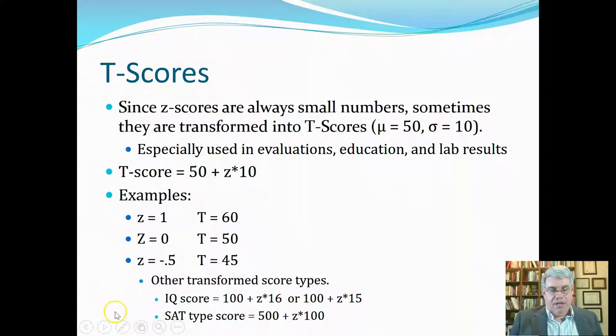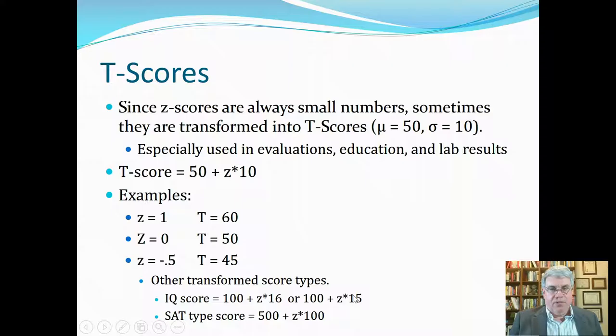And another type of standardized score is the type usually used for the SAT or the GREs, and this is called an SAT type score, and that's 500 plus 100 times the z. So 500 is the typical SAT score in a domain. 600 would be one standard deviation above the mean.